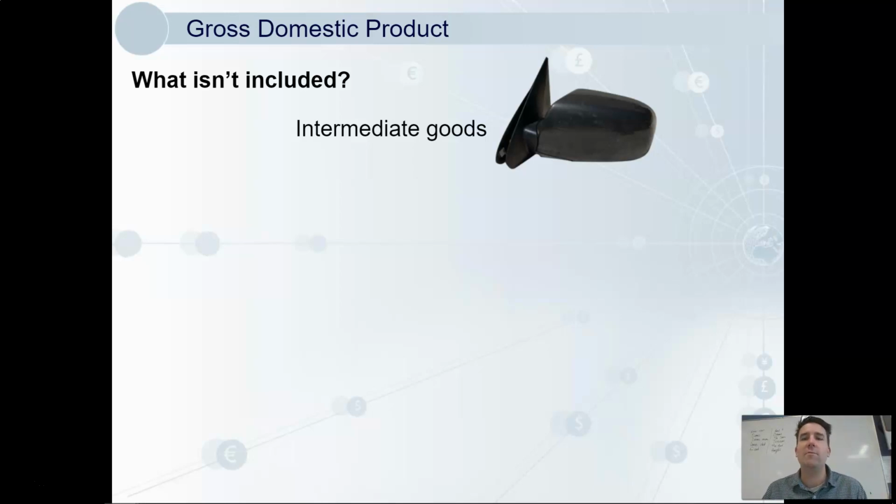So if we count the mirror that they buy in GDP, and then we count the car in GDP, then we're essentially counting the mirror twice, which isn't really accurate. Therefore, we only include final goods.